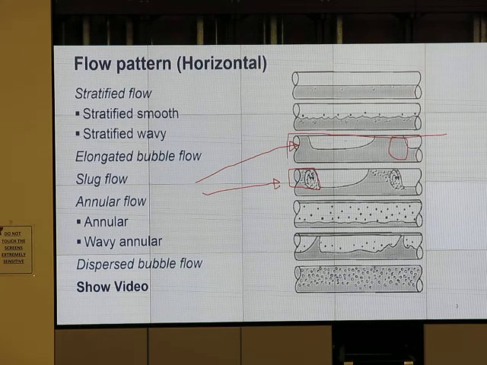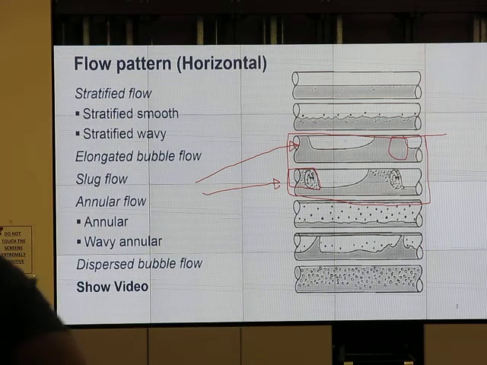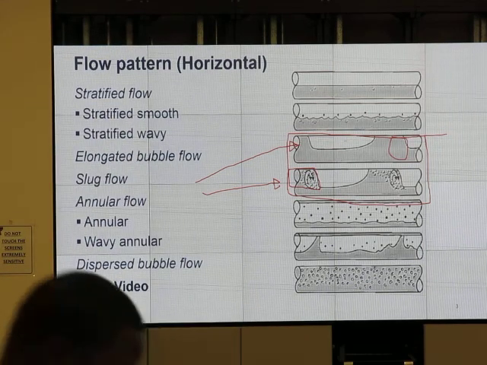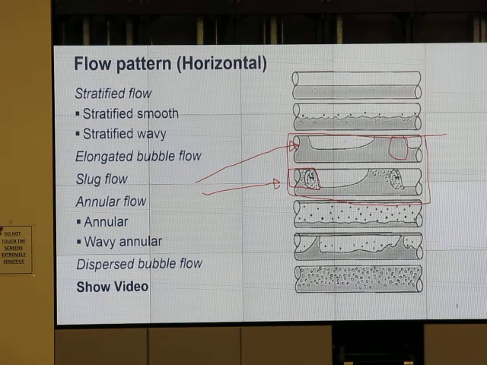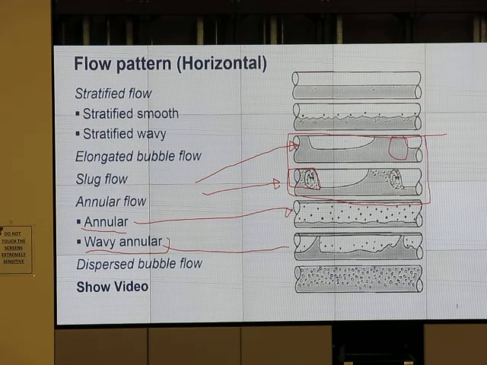Both of them, we call that intermittent flow. Intermittent flow means both of them. Intermittent flow can be elongated bubble flow, it can be slug flow, both of them are intermittent flow. Intermittent flow means it comes and goes intermittently. Okay? Annular flow. We have wavy annular and just annular flow without wave. Annular flow has liquid around the wall, gas in the middle. Okay. So this is flow pattern for gas liquid.